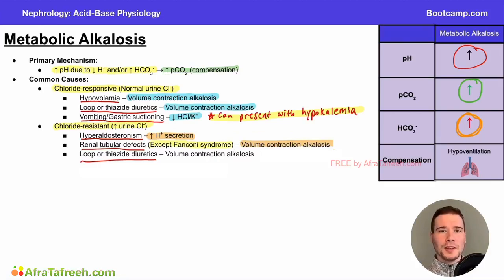Do you remember what Fanconi syndrome was? That's right. It's a generalized reabsorption defect in the proximal convoluted tubule that can cause patients to excrete too much of their bicarb and glucose and amino acids, or otherwise molecules that we would typically want to retain, but there's a defect in the ability to do so. And finally, we see loop and thiazide diuretics again causing a volume contraction alkalosis here. So this is a tricky one, right? Because this can result in either a chloride responsive or a chloride resistant pathophysiology.